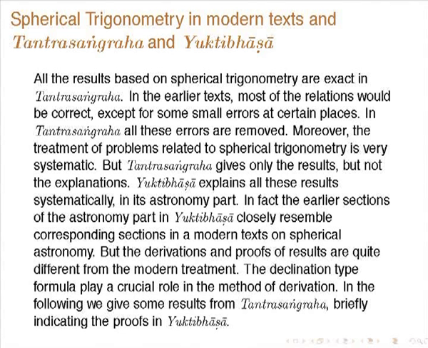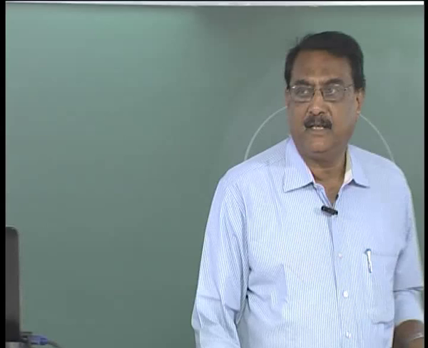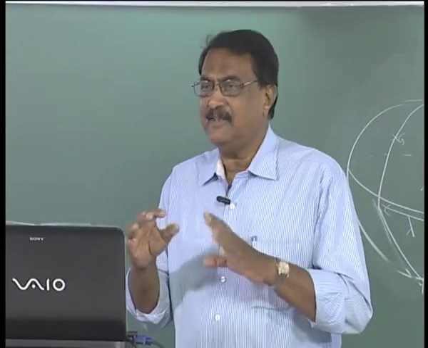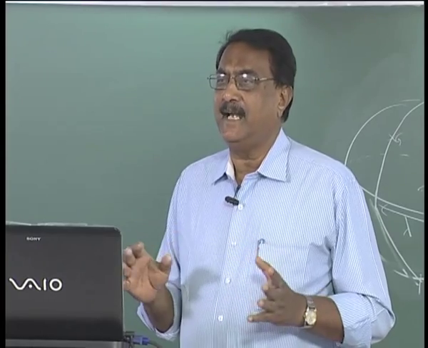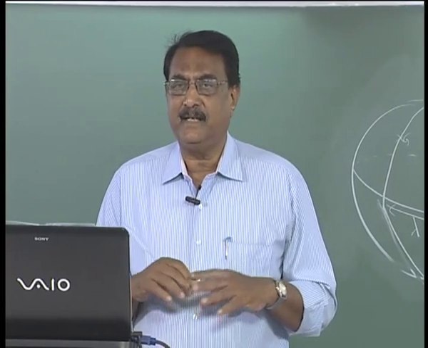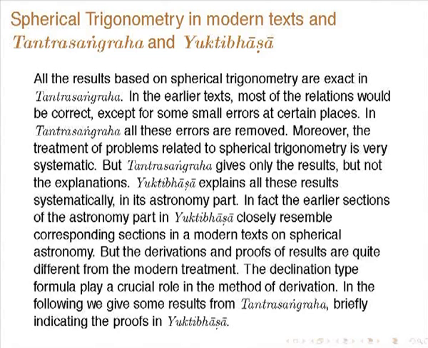In the earlier text, most of the relations were correct, but for some small errors at certain places, especially some things which will come in the context of eclipses, called nonagesimal and all. I do not want to go into technicality, there are some side things which are not correct, but not very inaccurate. Numerically they were not very bad, but they were not correct anyway. In Tantra Sangraha, all these errors are removed, and all the spherical astronomy results are exact and correct.